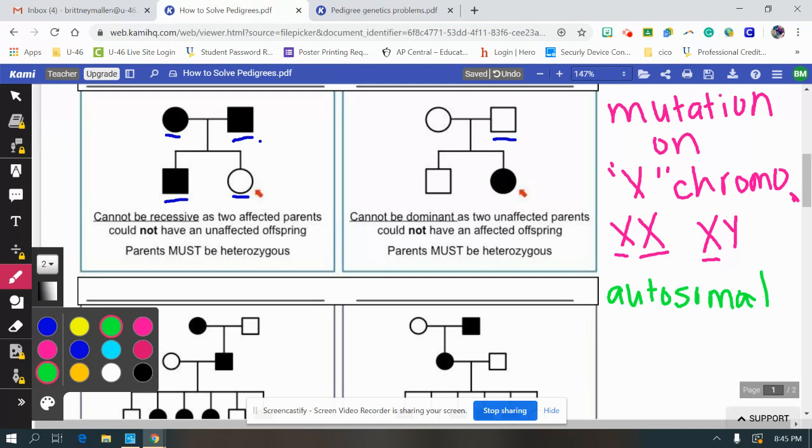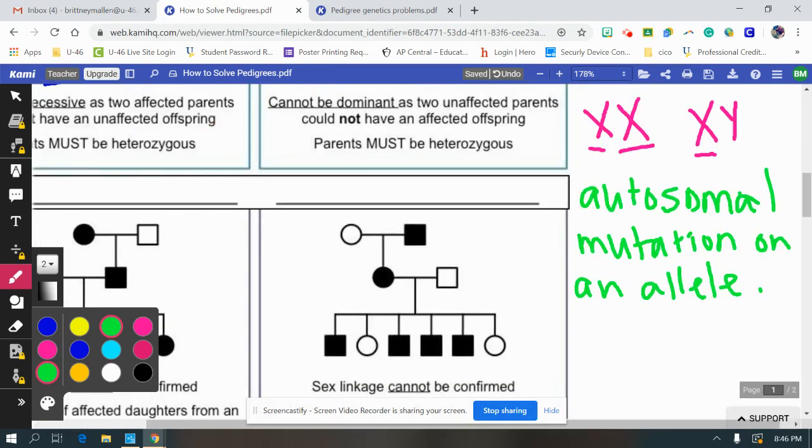and feel free to pause if you need to write stuff down and kind of take some notes, but autosomal is a mutation. The way I like to think about it is a mutation on an allele. So not on your sex chromosomes, that's more like everything we've been talking about in Punnett squares. So if you think about your heterozygous alleles, your recessive alleles, homozygous recessive, or homozygous dominant.